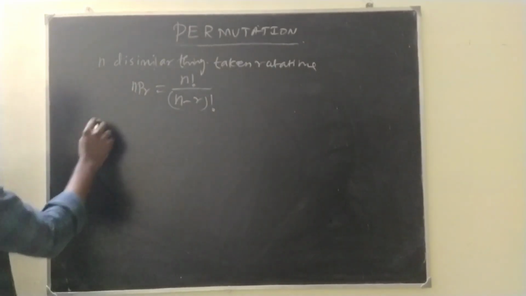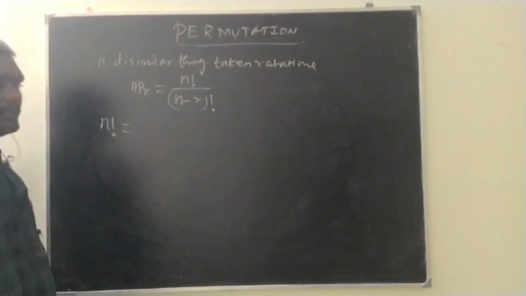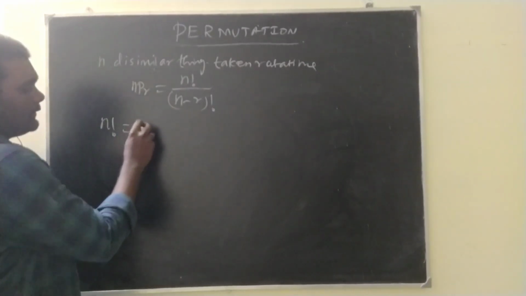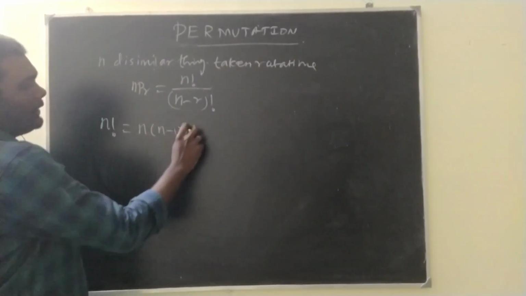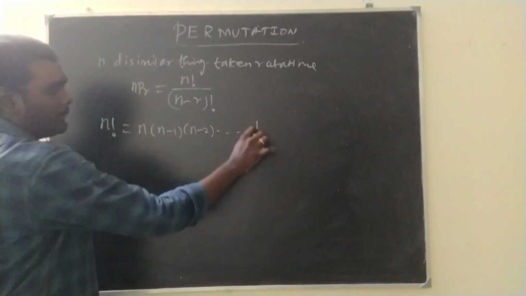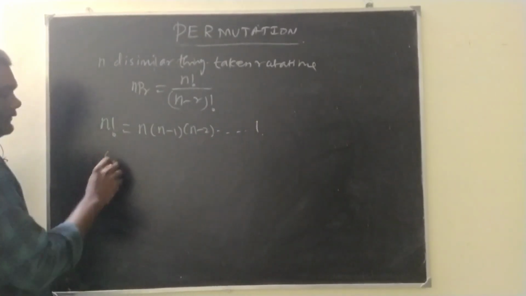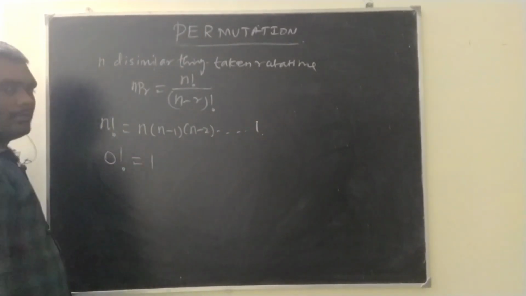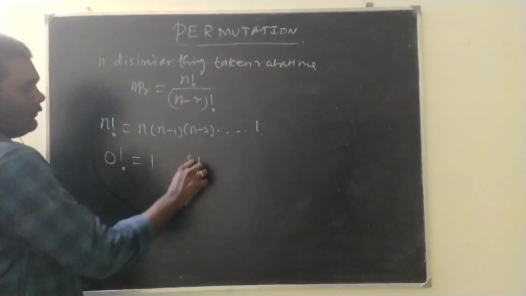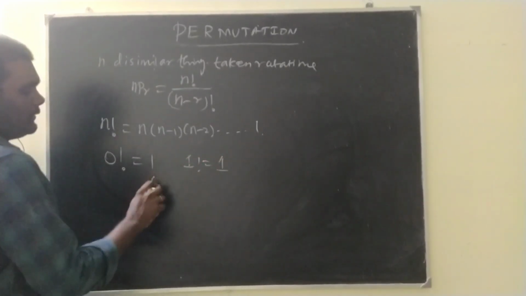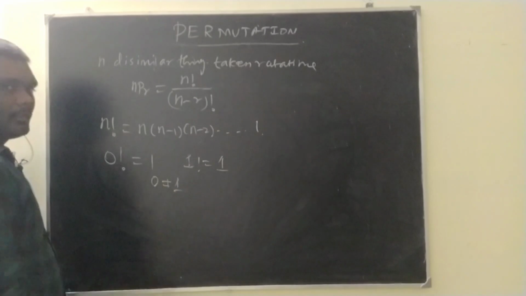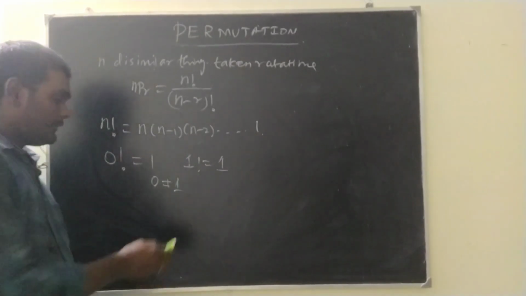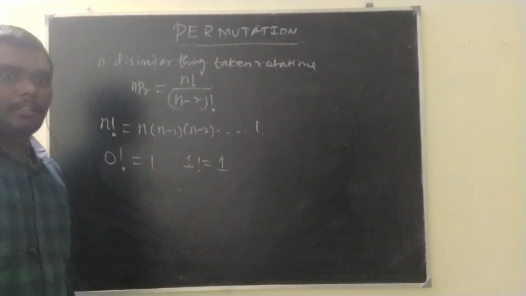What is this factorial notation? When we say n factorial, it means n into n minus 1 into n minus 2 and so on up to 1. Also, you should note that 0 factorial is equal to 1. 1 factorial is also equal to 1, but 0 is not equal to 1. This clarity you should get. So, these are all the things we will use.